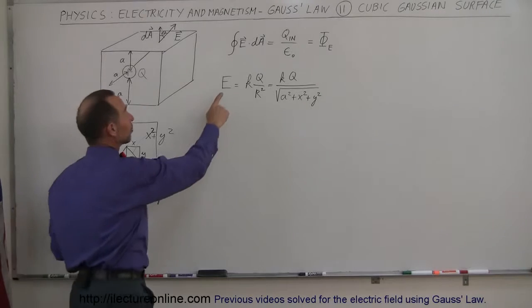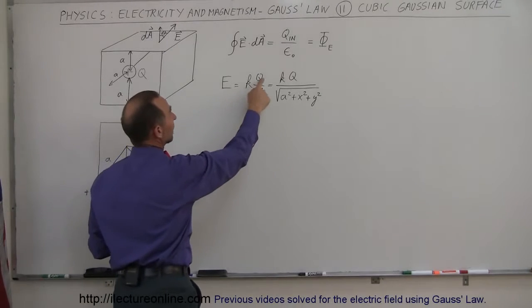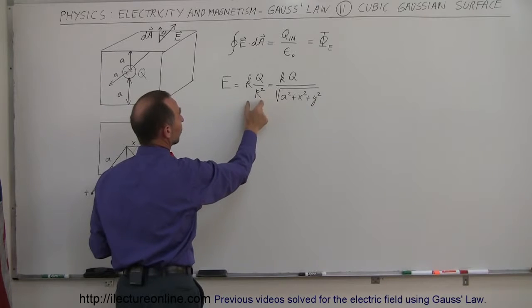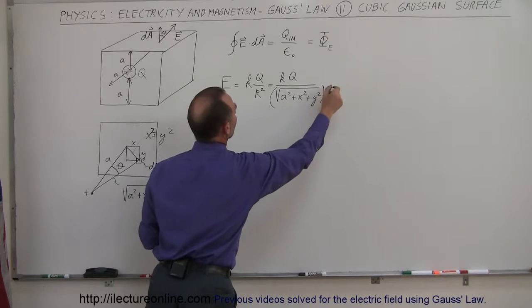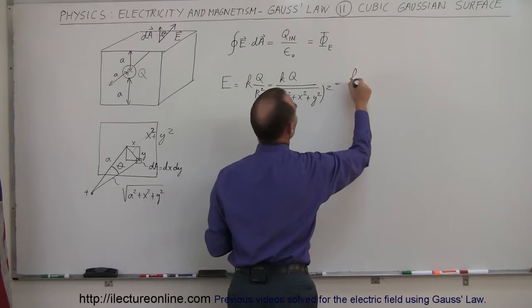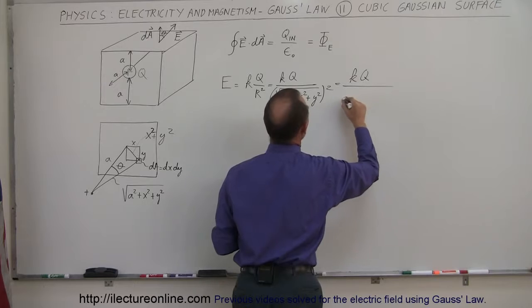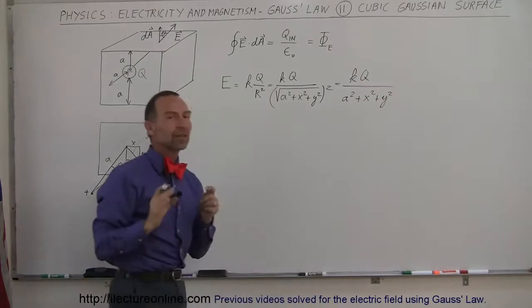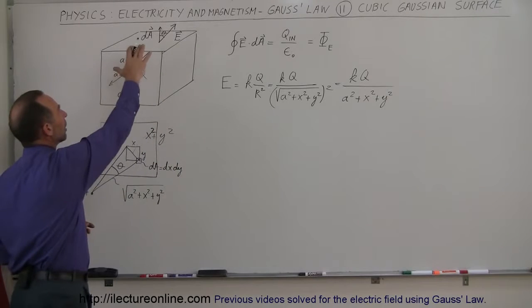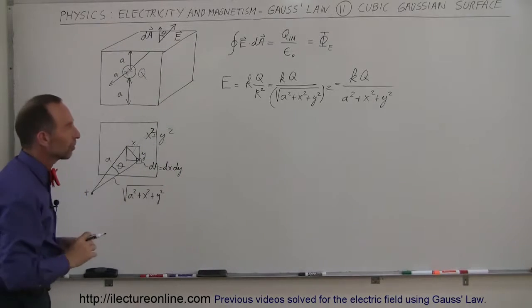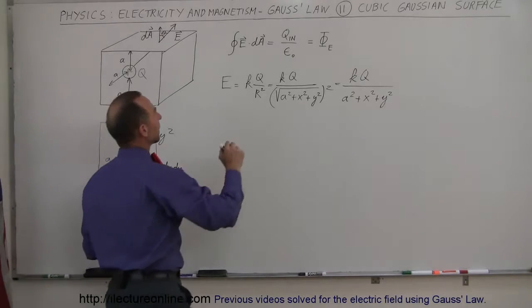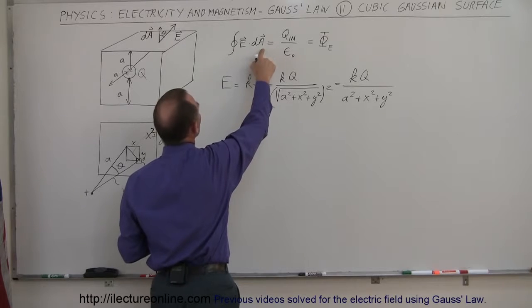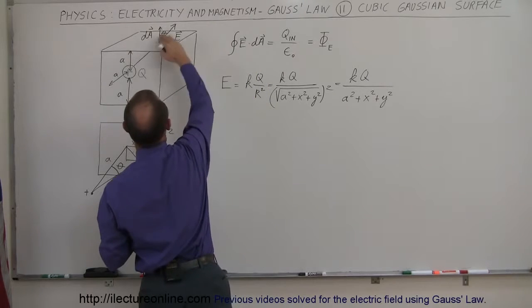Now, the electric field strength at that point would be equal to k times Q divided by r squared. And r is, of course, this distance, and of course, we have to then square that. So you can write this as k times Q divided by a squared plus x squared plus y squared. That would be the strength of the electric field anywhere on the surface of one of the faces of that cube. So now also realize that the integral of E dot dA would give you the flux, the electric flux going through the side.